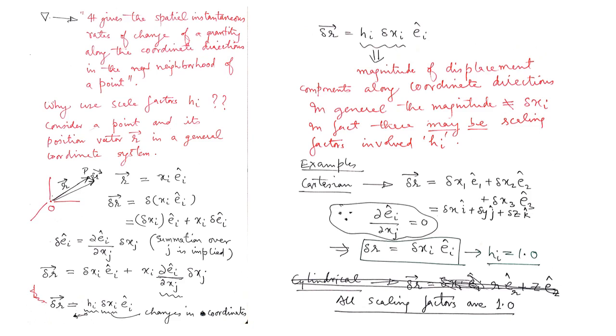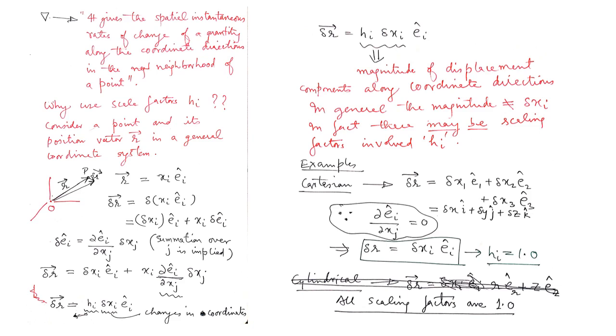Of course, the background is necessary to give you confidence that what you are stating, you know its roots and sources, but what you need to just remember is the final expression. So now there are three things: the scale factors, the slight infinitesimal changes in coordinates, and the corresponding unit vectors. So, as I've written, magnitude of displacement components. So, these are actually displacement components. Hi delta xi are the displacement components along coordinate directions. And as you can see, the magnitude is not necessarily equal to delta xi because of the scaling factors involved.